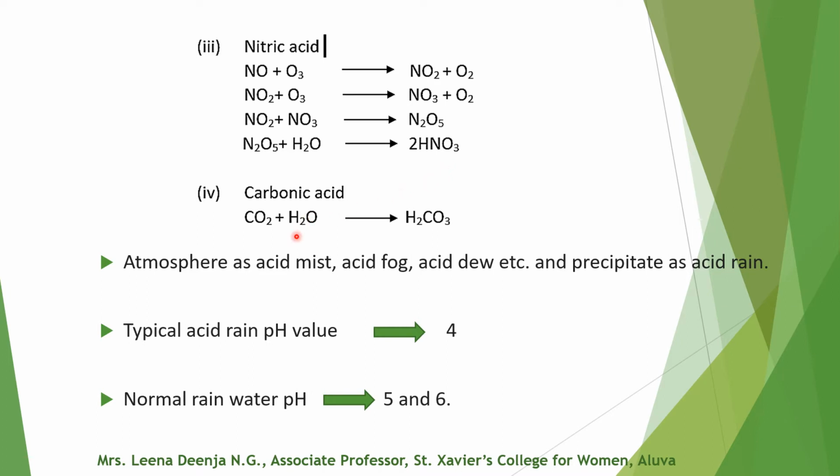And formation of carbonic acid is like this. CO2, when it combines with water, gives H2CO3, or carbonic acid. These acids remain in the atmosphere as acid mist, acid fog, acid dew, etc. and precipitate as acid rain. For typical acid rain, the pH value will be 4, whereas normal rainwater pH will be between 5 and 6.